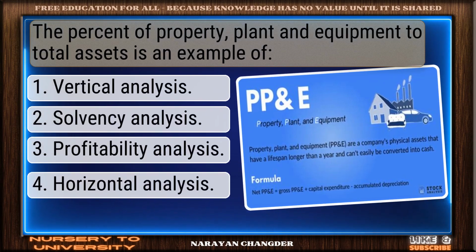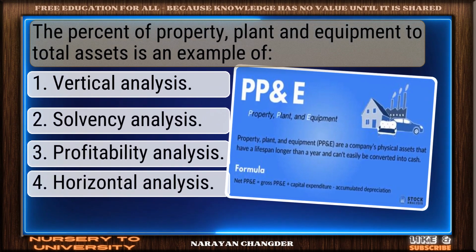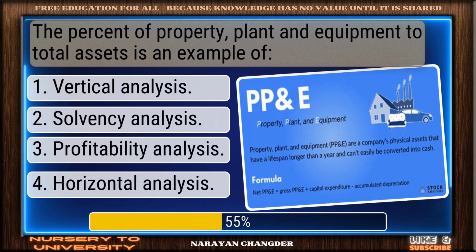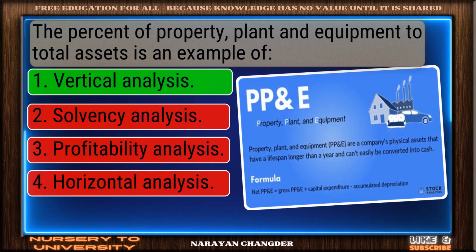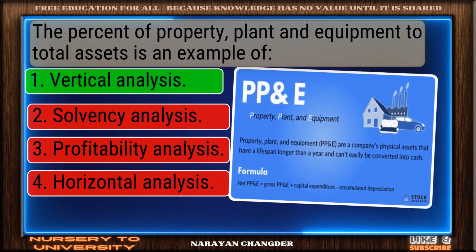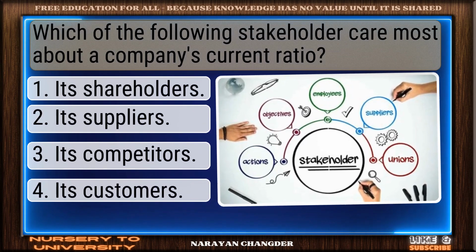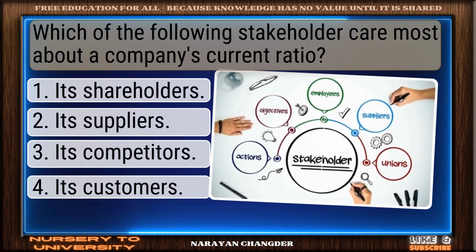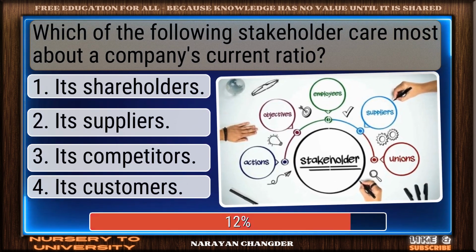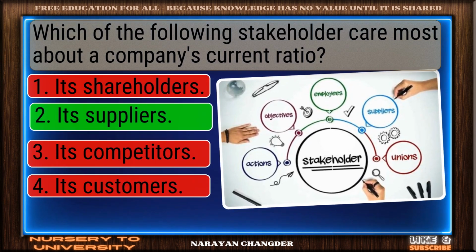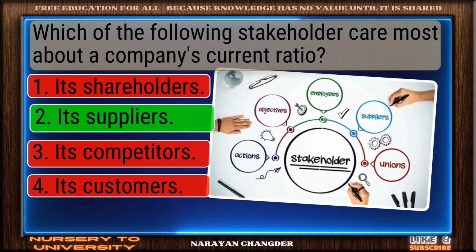The percent of property, plant and equipment to total assets is an example of. Well picked. Vertical analysis is the correct answer. Which of the following stakeholder care most about a company's current ratio? Well done. Its suppliers is the right choice.